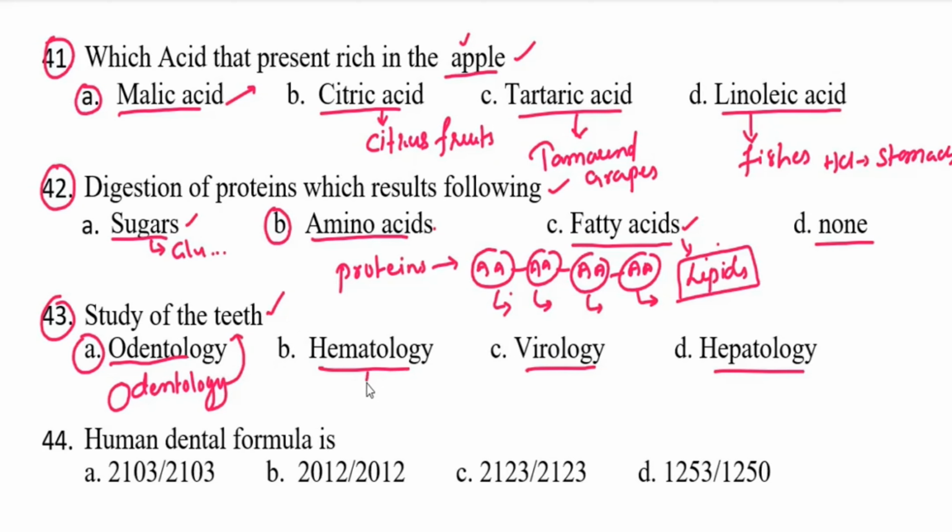Let us see hematology. Hematology is the study of blood. If we study blood, we call that stream hematology. Virology is the study of viruses.